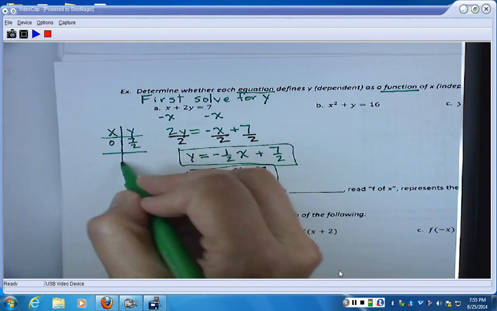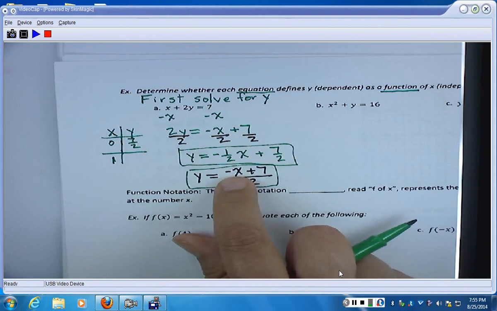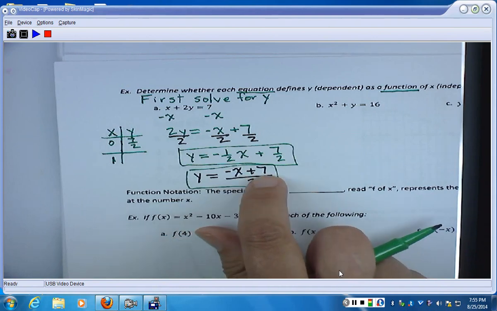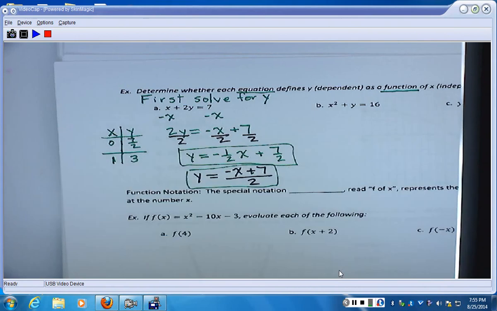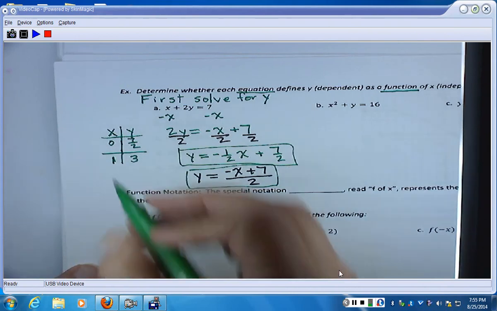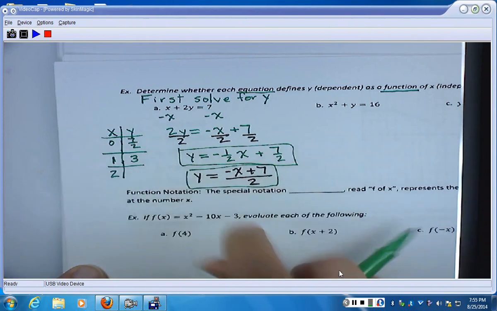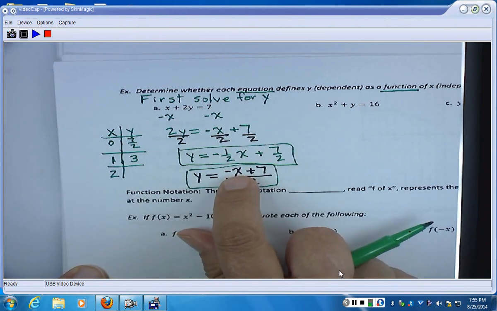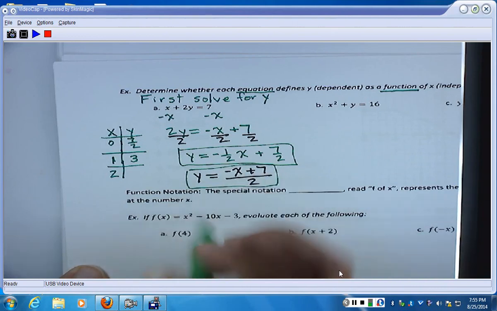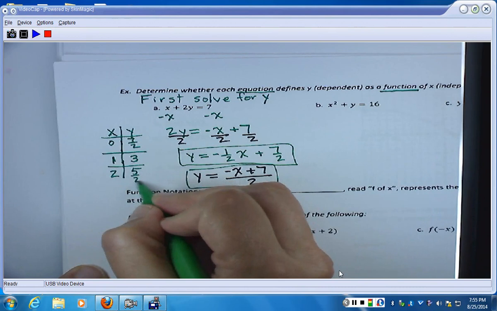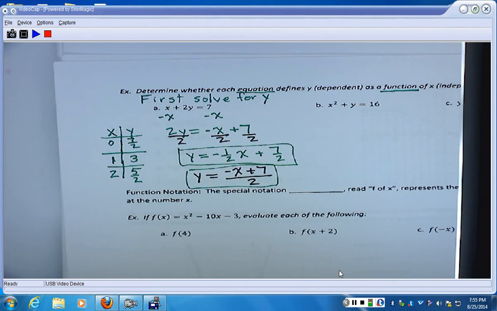Can I get two numbers when I put in 1 for x? You get negative 1 plus 7 is 6, divided by 2 is 3. So you don't have to show every little step. 2, plugging in 2 for x. You get negative 2 plus 7, that's 5, divided by 2 is 5 halves. So do you see that there's no way, no matter what I pick for x, I won't get 2 y's. So we're not going to have the same x with 2 different y's, so it's a function.